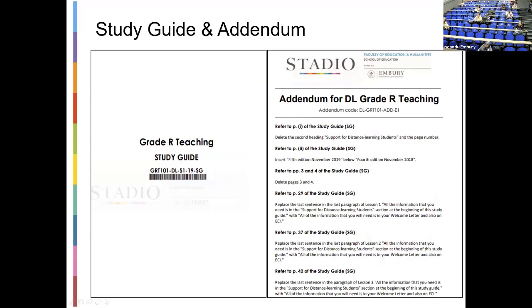You would have also received the study guide for GRT 101. It will guide you through the content of the module and improve your understanding of different concepts. On ECI, you'll see there's an addendum added right at the top of the ECI page next to the online study guide. You just need to download this, and it indicates minor changes in the study guide, for example, page numbers. So use that in conjunction with your study guide.